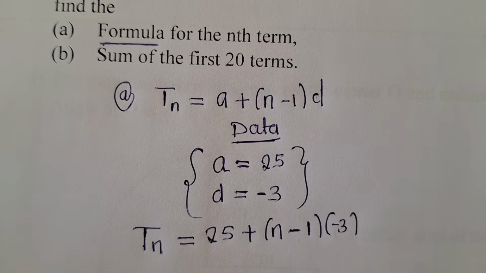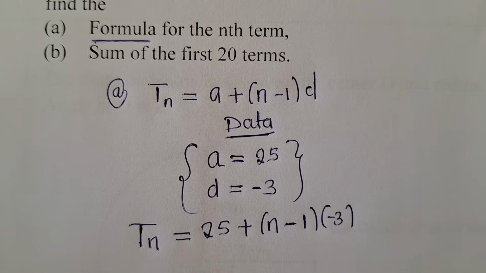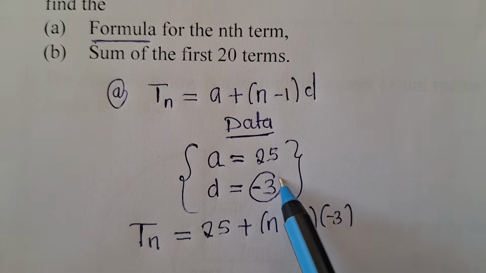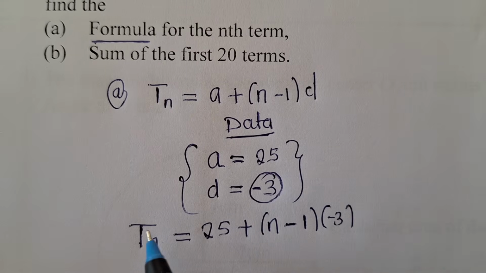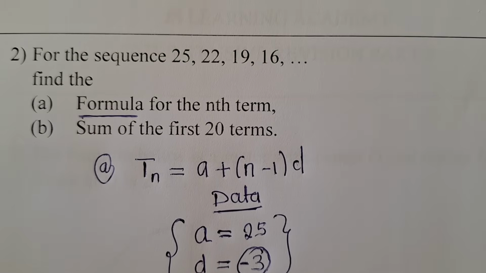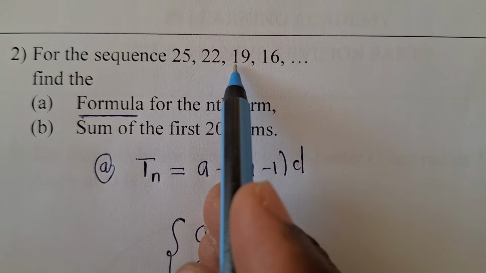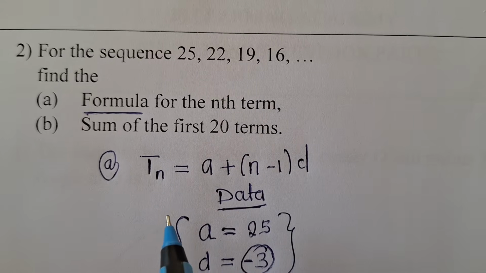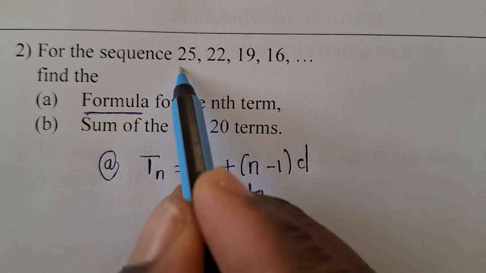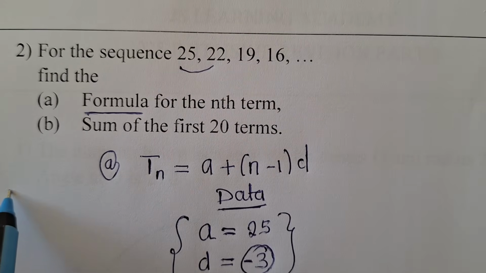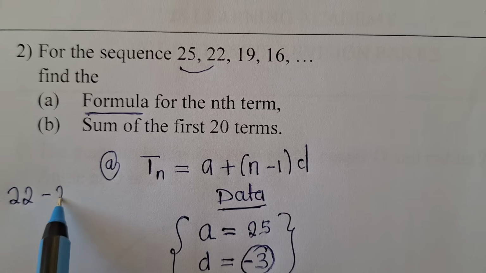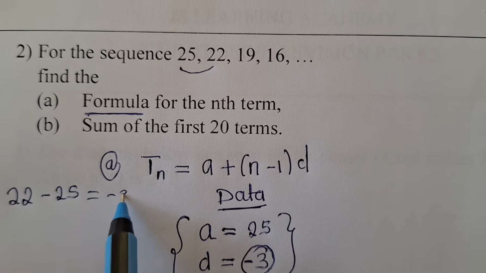Okay. So I know somebody may be asking, where is this negative 3 coming from? So this negative 3, you get two terms. Remember, we've got 25, 22, 19, 16. So get two terms which are following each other. I'll get these two. So you say 22 minus 25. You are getting a negative 3.